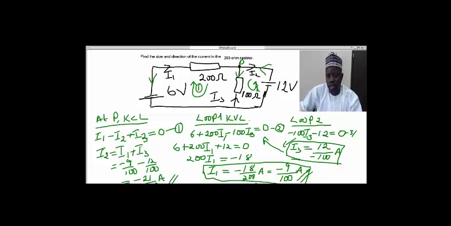Okay, so this will give us the second example, which involves two batteries. Okay, let's have another example.